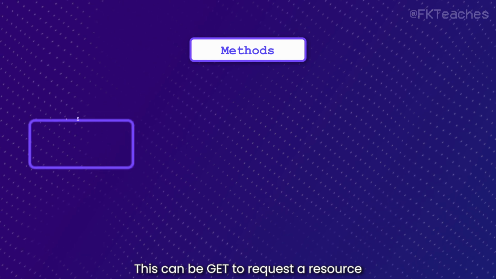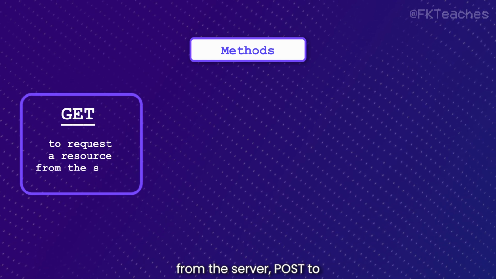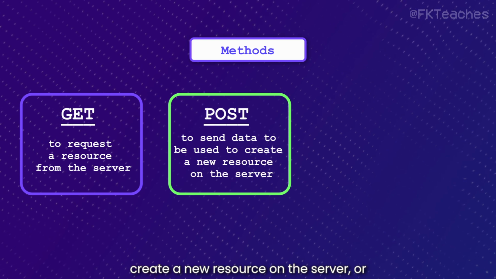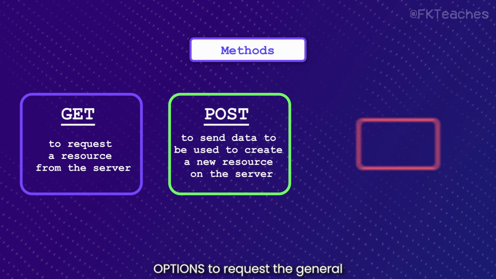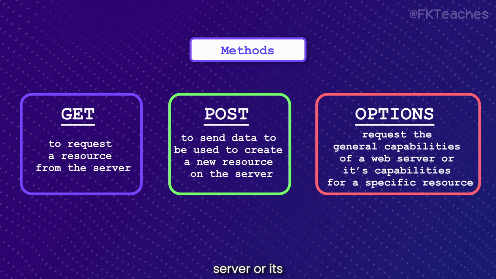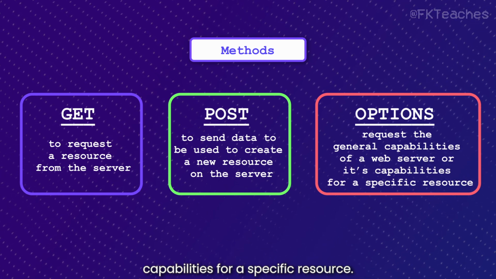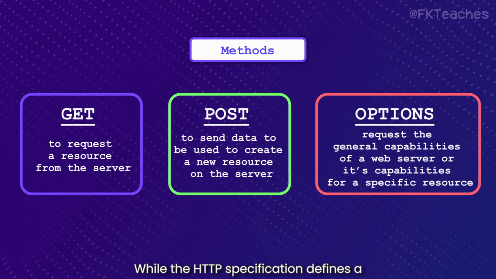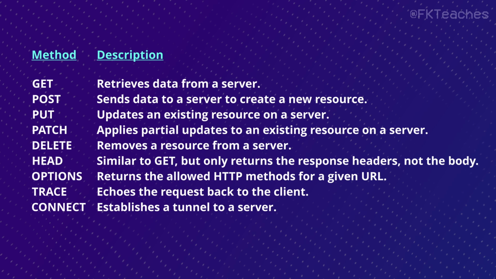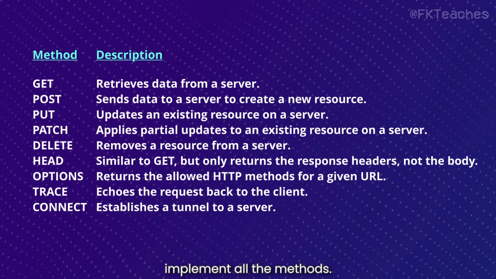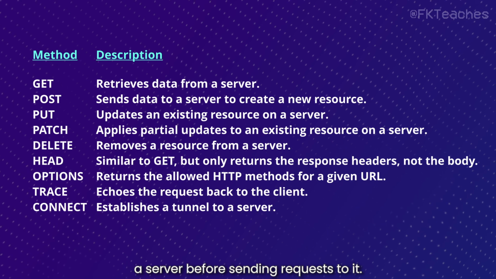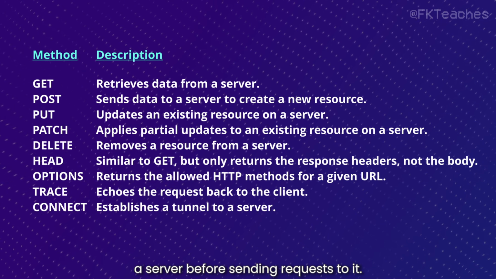This can be GET, to request a resource from the server, POST, to send data to be used to create a new resource on the server, or Options, to request the general capabilities of a web server or its capabilities for a specific resource. While the HTTP specification defines a set of common methods like the ones I just mentioned, not all servers implement all the methods. So, you want to check the capabilities of a server before sending requests to it.